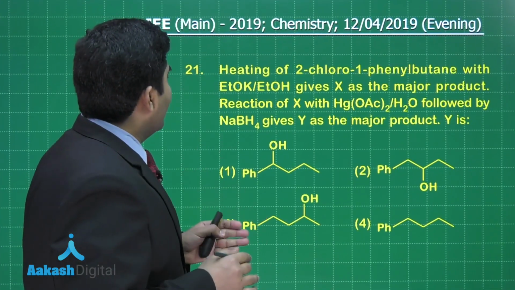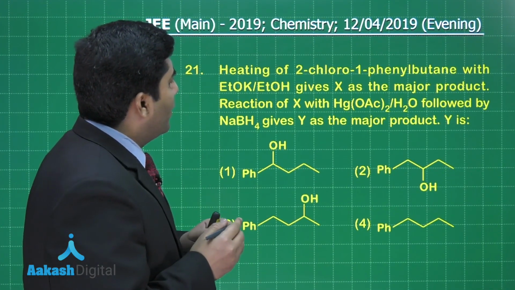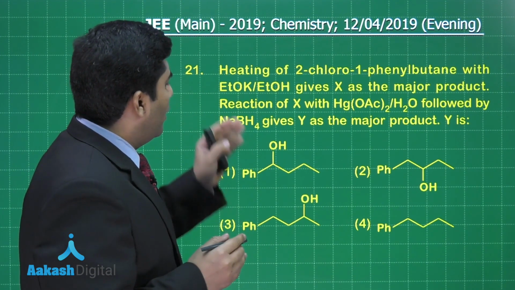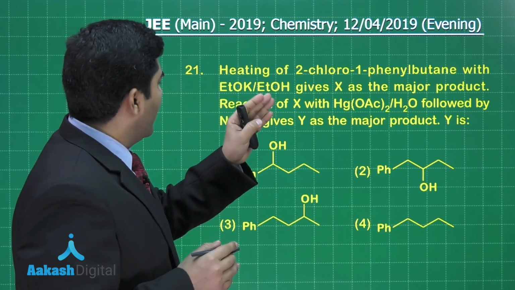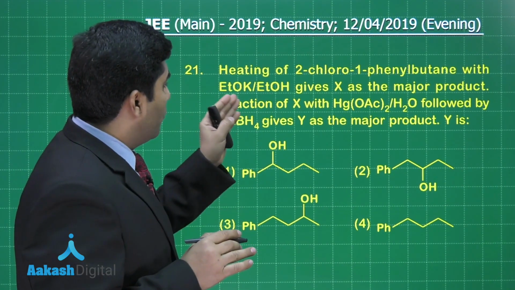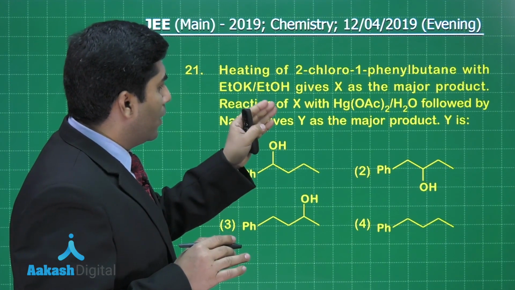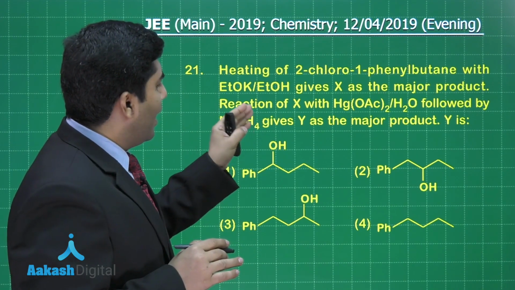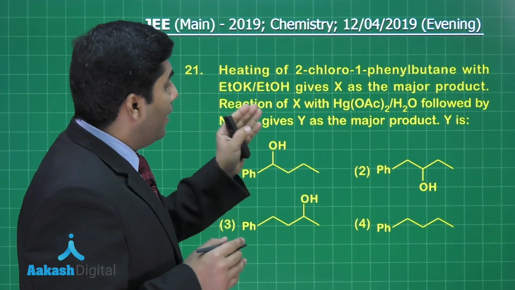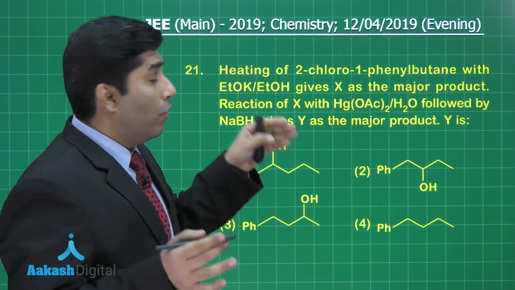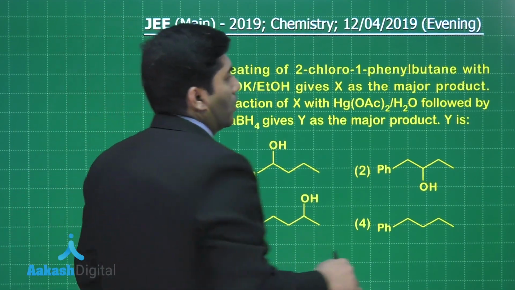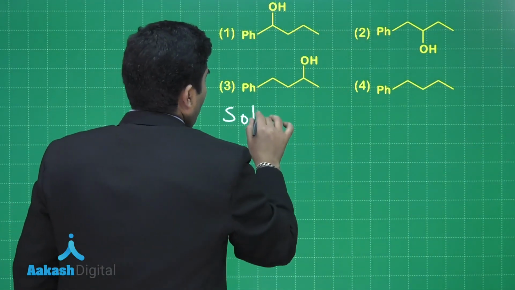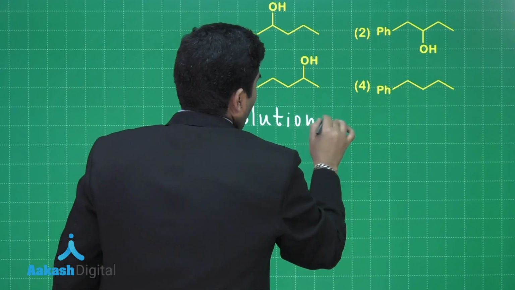Now, this question is asking: heating of 2-chloro-1-phenyl butane with potassium ethoxide in the presence of ethanol gives X as the major product. The reaction of X with mercuric acetate in water followed by reduction with NaBH4 gives Y as the major product, and he is asking what is Y. Let us solve this. Now, solution.